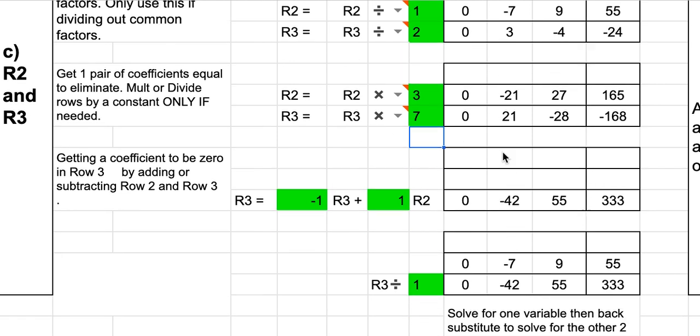So what do we need to do to eliminate y? Do I need to add row 2 and row 3 or subtract? Well, it looks like I have to add them. So row 3 becomes 1 row 3 plus 1 row 2. And look at this.